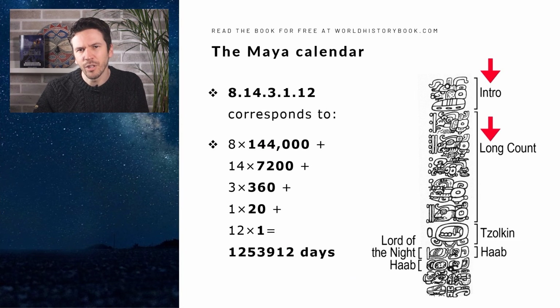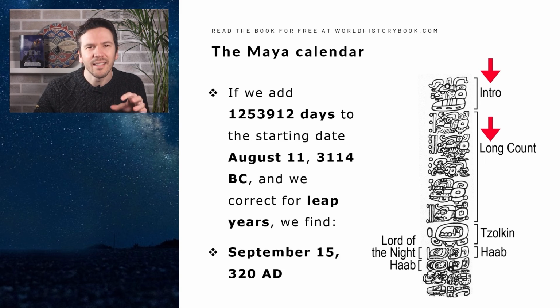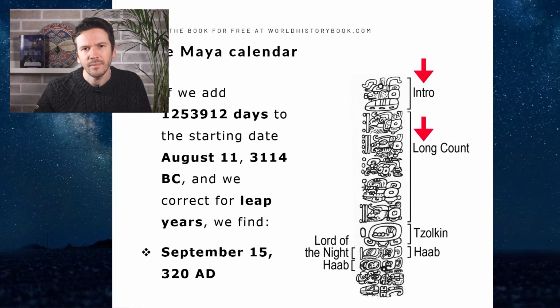And this date corresponds to 8 times that 144,000, 14 times the 7,200, 3 times 360, 1 times 20, and 12 times 1 day. And that together adds up to over 1 million days. If we add that large number of days to the starting date, August 11, 3114 BC, and we also correct for leap years, which is, by the way, quite a hassle, then we end up at September 15, 320 AD.